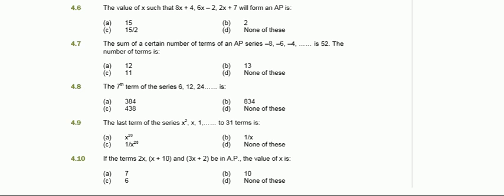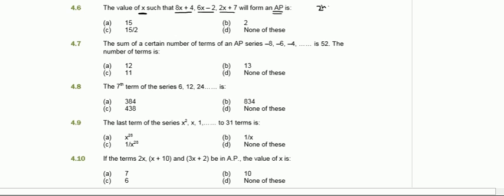4.6 is that the value of x, we have to find the value of x such that 8x plus 4, 6x minus 2, 2x plus 3 will form an arithmetic progression. For an arithmetic progression, the second minus first term is always equivalent to third minus second term, since these both are equal to common difference.